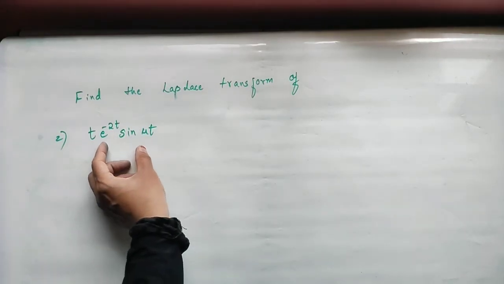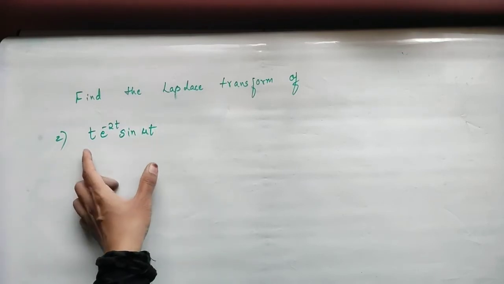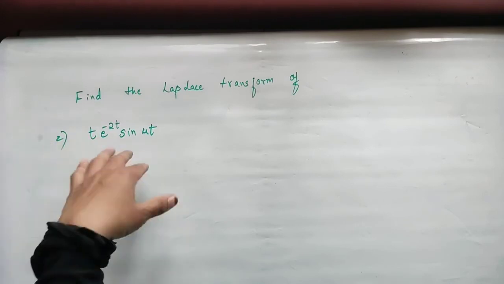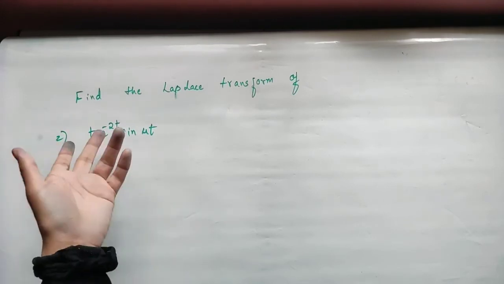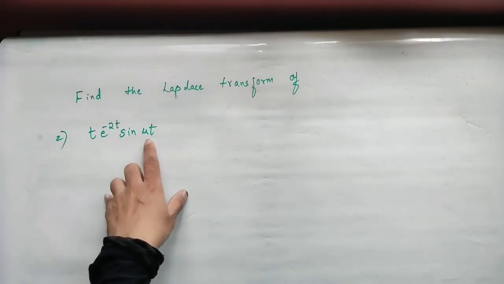First use the first property to write the Laplace transform of these two, then take the second property because it has been multiplied. This complete thing has been multiplied with t. Then use the second property to solve it. Or else find the Laplace transform of t into sine 4t.